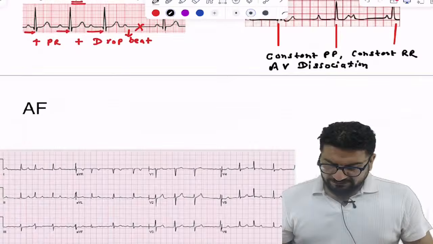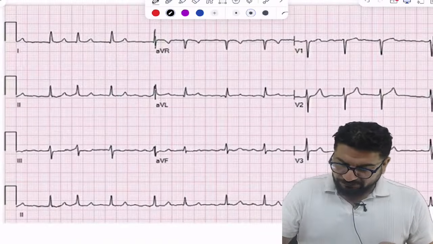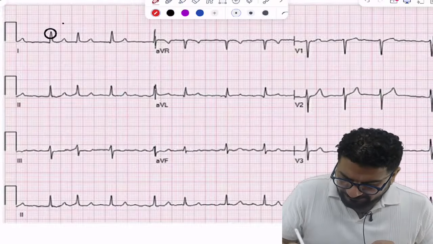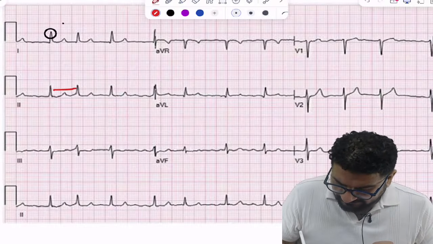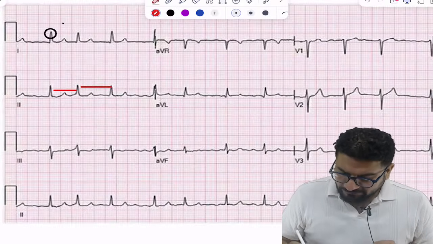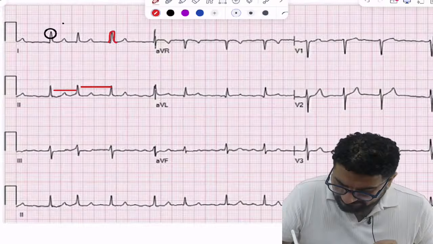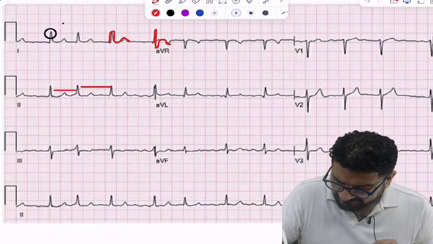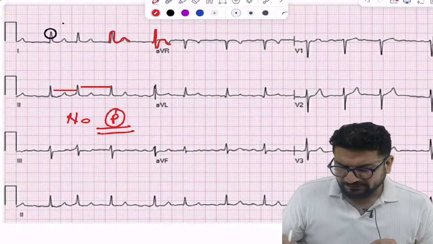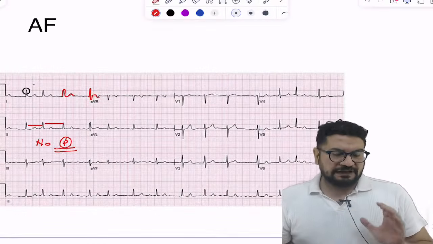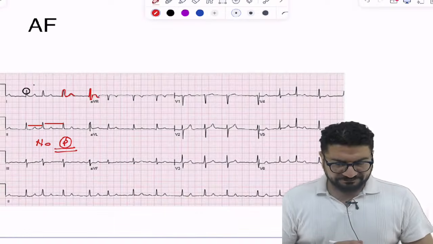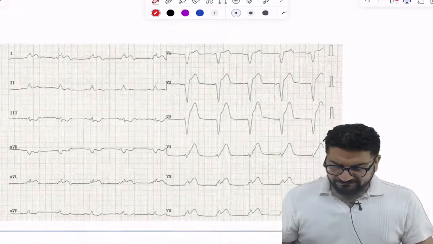Okay, now let's talk about, this is again in ECG you can see narrow QRS. First focus on narrow QRS, and when you see narrow QRS with irregular RR, now look at this. QRST. Again QRST. So there is no P wave here. So it is ECG of AF, atrial fibrillation. Done? Okay, now moving to the next one.